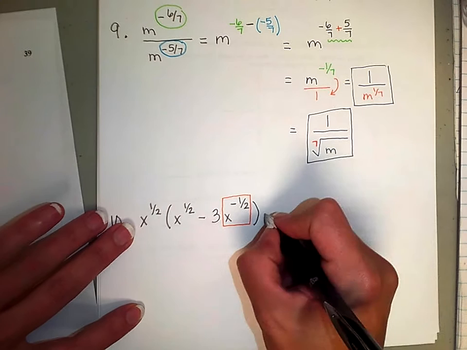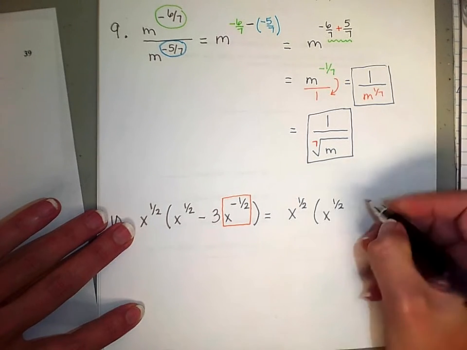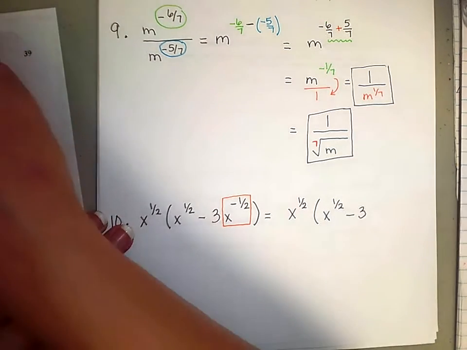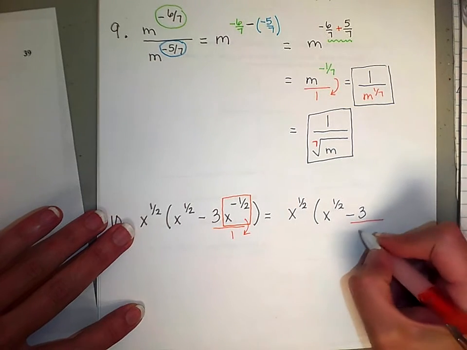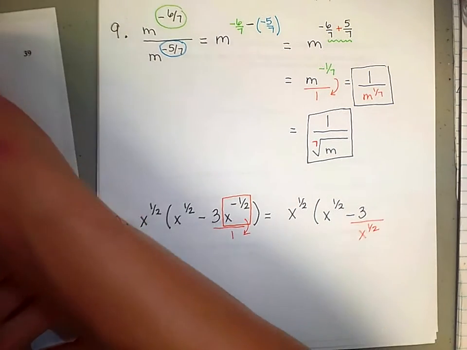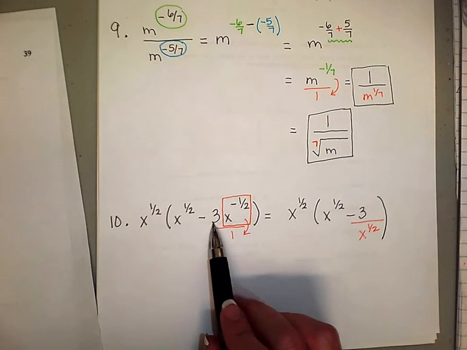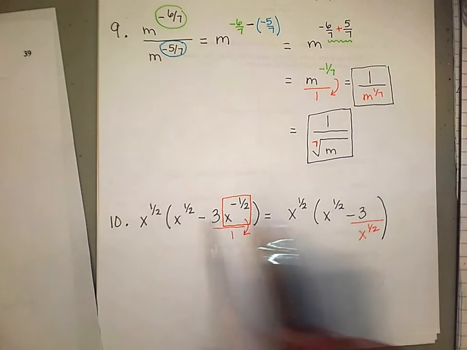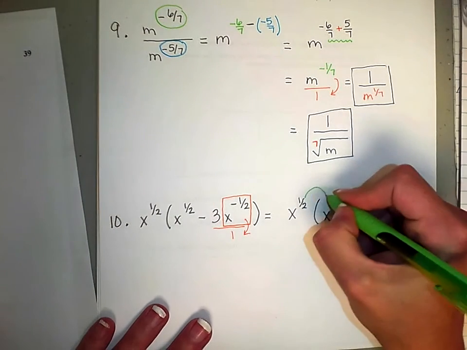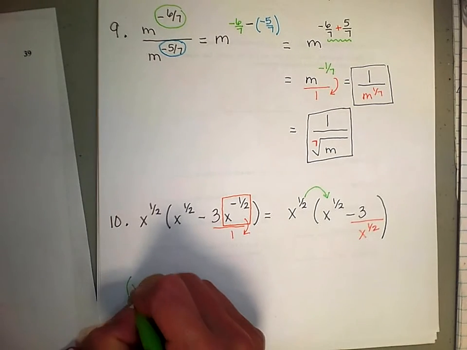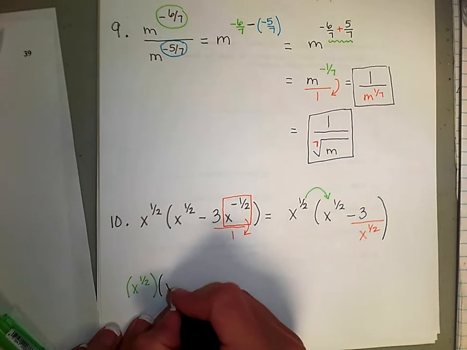So let's rewrite this as x to the 1/2 times x to the 1/2 minus 3, remember this is over 1, and we'll bring it down, over x to the positive 1/2. Notice this 3 stays where it's at because the exponent is not attached to it. All right. Now let's begin the distribution. So I'm going to take the x to the 1/2 and multiply it by the first term, x to the 1/2.